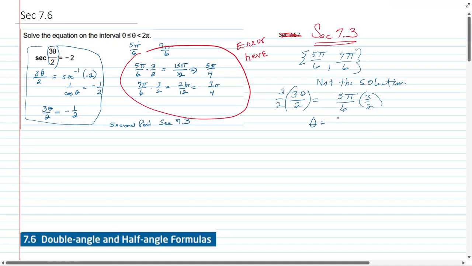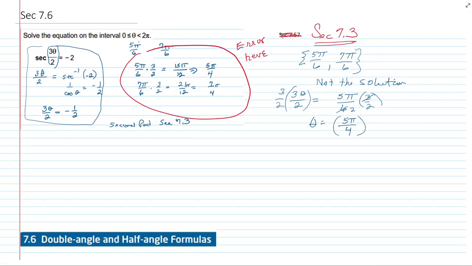So this guy is 5 pi fourths. Because when I multiply it by 1.5, I'm going to get what? 5 pi sixths. All right. So the other solution was that the 3/2 theta equals these values. The 3/2 theta equals that 7 pi sixths that is also giving me a -2.